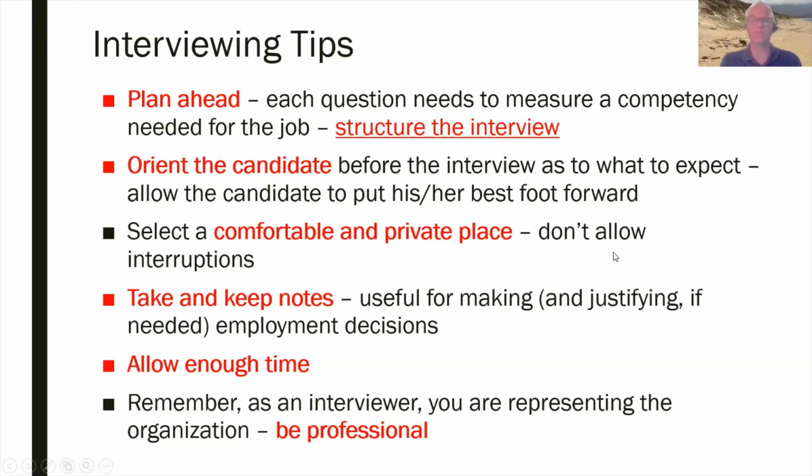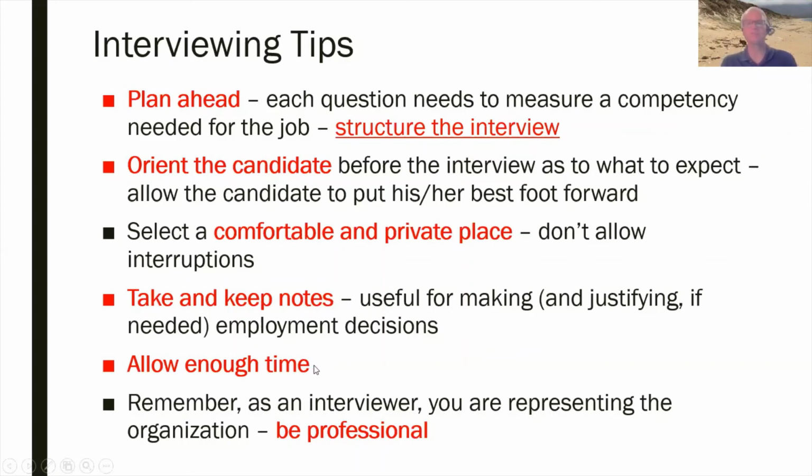Select a private and comfortable place. Don't allow for interruptions. Obviously you're not going to interview somebody in the middle of a crowded foyer. A nice boardroom setting usually works well. Take and keep notes. Specifically, if you get called up sometime and you need to justify your employment decisions, you'll want to have notes. Or oftentimes people will have a score sheet, or an evaluation sheet is a common thing as well.